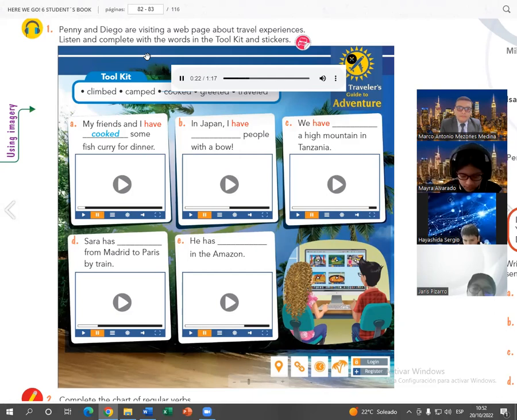A. Here in Thailand, I can't help but eat lots of curry. Actually, my friends and I have cooked some fish curry for dinner. B. When traveling, remember that people from different cultures greet in different ways. In Japan, I have greeted people with a bow. C. My brothers and I enjoy climbing. This year, we have climbed a high mountain in Tanzania.